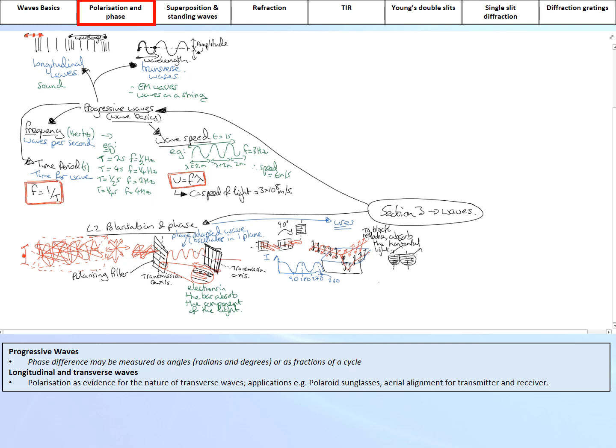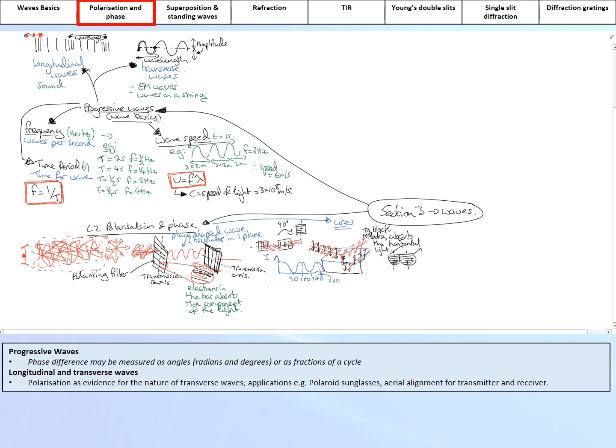So if you absorb the bit that's reflected off the surface and only transmit the bit reflected off the bottom, then you don't see a glare anymore, and you can see through to the bottom. And that's how polarized sunglasses work, but also polarizing filters on cameras.